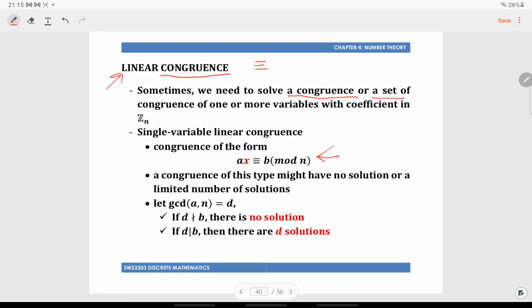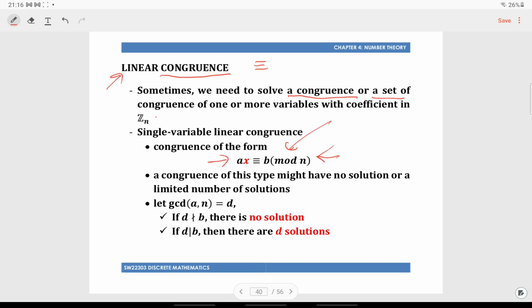We start with the single one, a congruence. We need to solve a congruence or a set of congruences of one or more variables with coefficients in Zn. For single variable linear congruence, the congruence is in the following form. We are given A, we are given B, and also we are given N, and your task is to find the unknown X, which satisfies the following congruent relation.